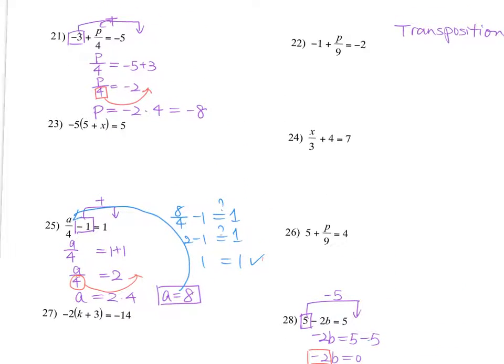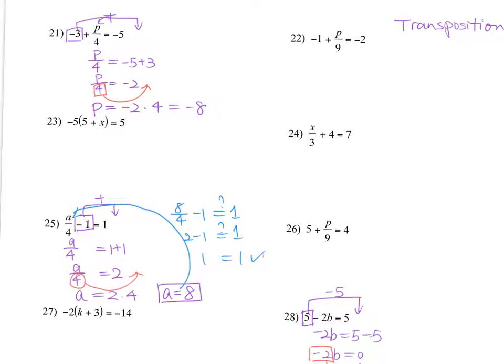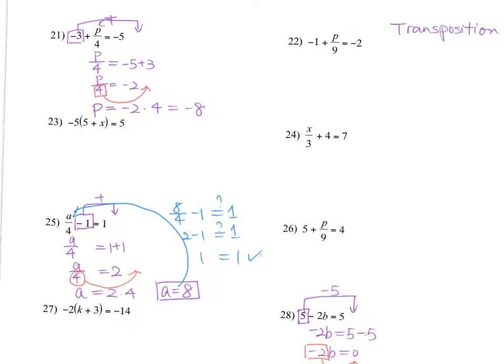And some even more funky ones. Let's look at number 23. Number 23 here has a parentheses. So a parentheses is basically a bodyguard, right? You have to make sure that you get rid of everything outside. So there are different ways of doing it. We learned about distributive property, but in this case, I'm going to do something different.